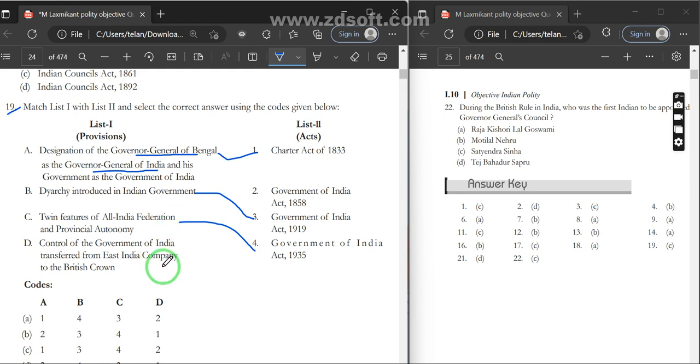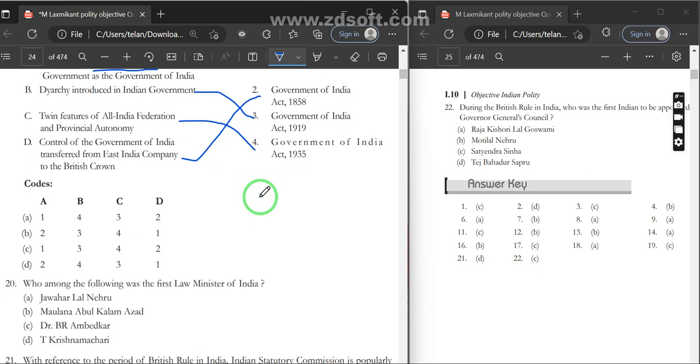And the control of the government of India was transferred from the East India Company to the British Crown. I have already told you. After the 1857 revolt, the control of the government of India was transferred from the East India Company to the British Crown as some sort of responsibility to cool down the people. Nothing changed. All the exploitation and the hell out of money being dragged out of India's people, nothing has changed. It's the same. Here the answer is the 1858 Act.